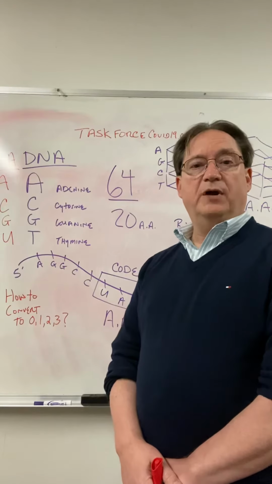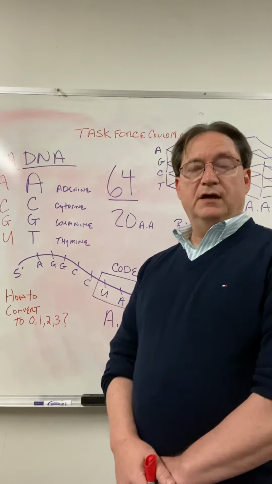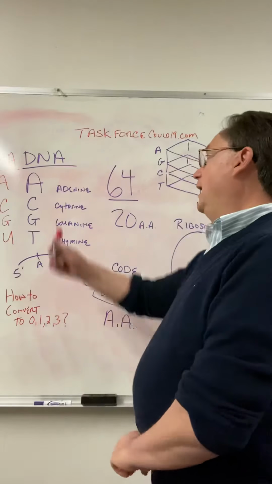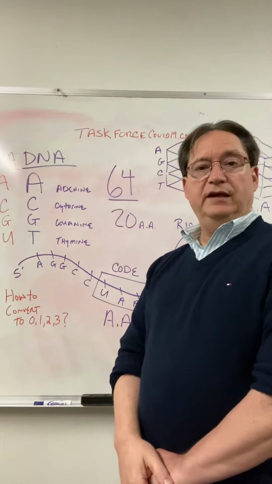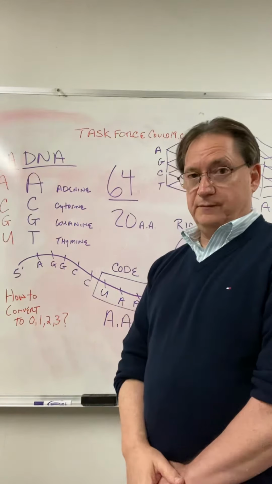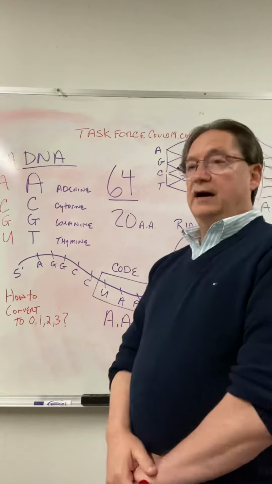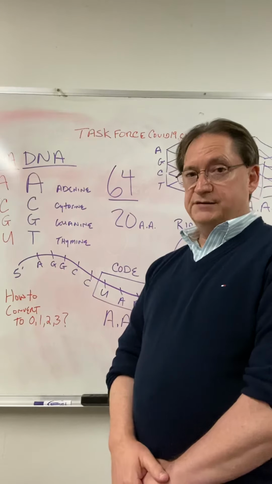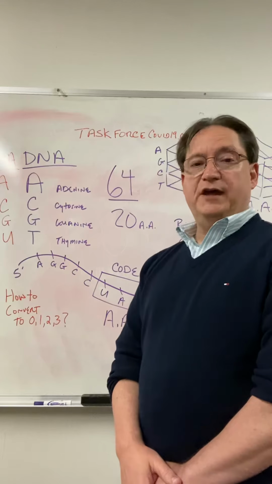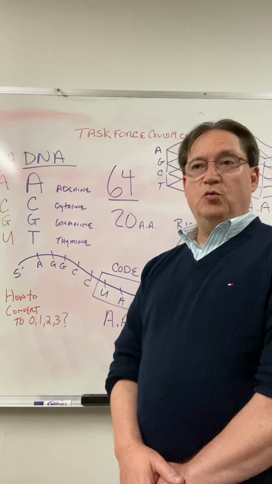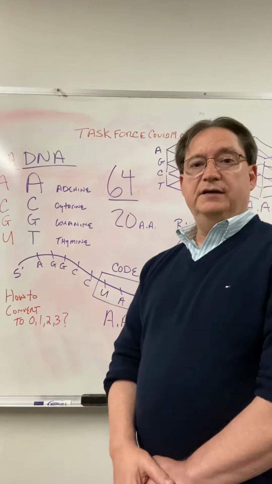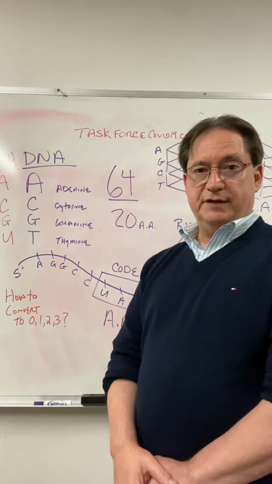The DNA is comprised of 4 different elements. These elements are called nucleotides. The 4 elements of the DNA are A, C, G, and T, which stand for adenine, cytosine, guanine, and thymine. RNA, on the other hand, is also comprised of 4 nucleotides. These 4 nucleotides are A, C, G, and U, which stand for adenine, cytosine, guanine, and uracil. So RNA has uracil as a nucleotide. DNA has thymine as a nucleotide.